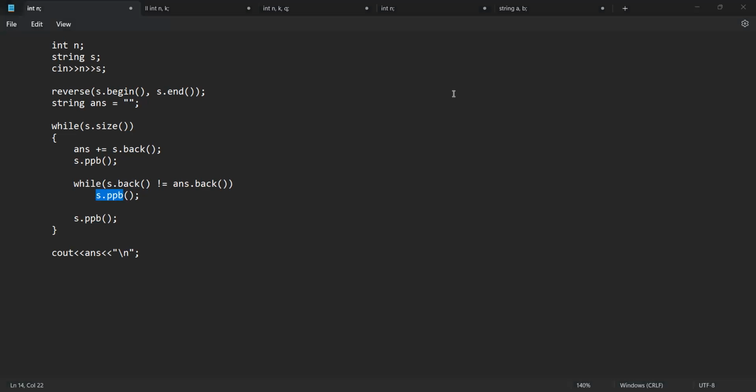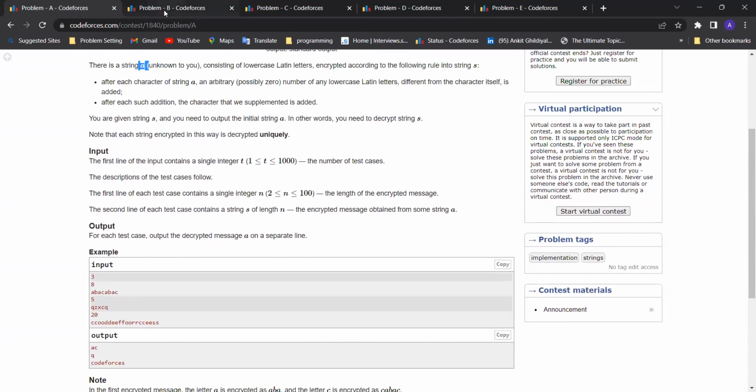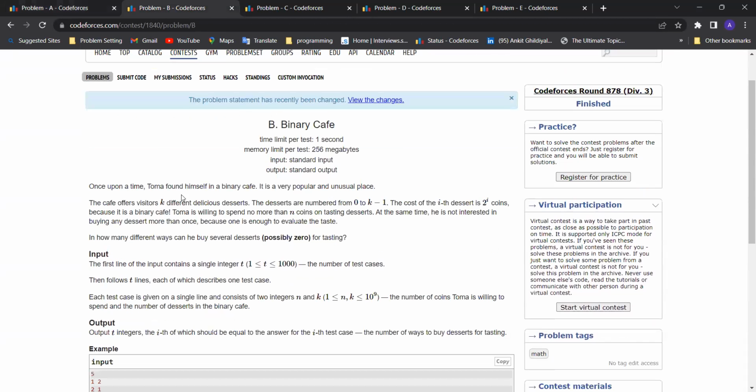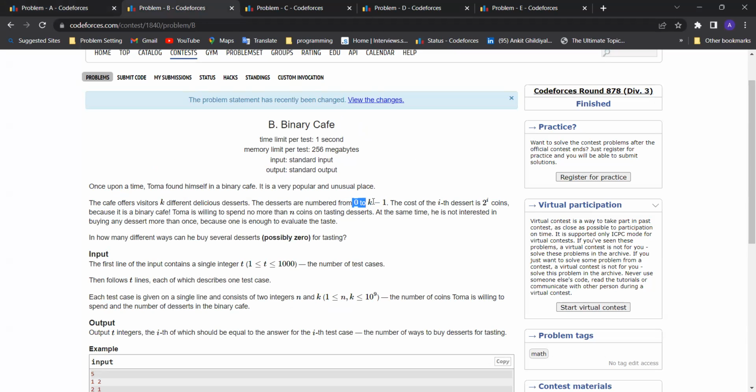So let's move to the second problem. Okay, this is the second problem. In this problem, we have a total of k different deserts, and each desert is numbered from 0 to k minus 1. The cost of the ith desert is 2 to the power i. We have n coins, so we have to determine the number of ways we can buy different deserts.